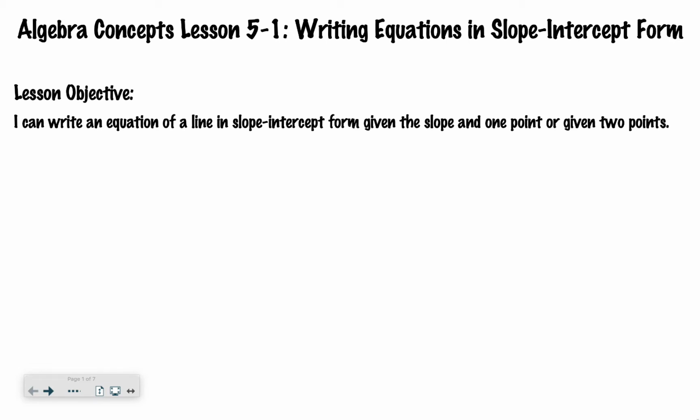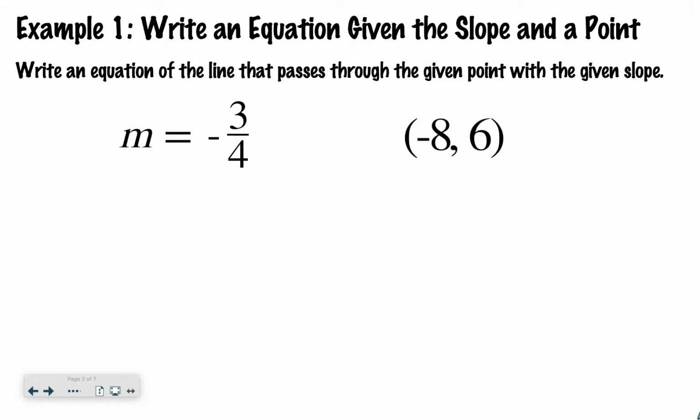By the end of this lesson, you should be able to write an equation of a line in slope-intercept form given the slope and 1 point, or given 2 points. So let's start with our first example where we're going to learn how to write an equation given a slope and a point.